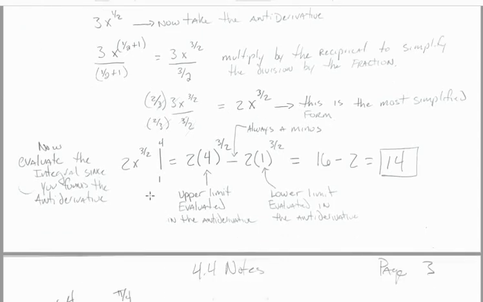Now, we go back and we evaluate that. So we have 2x to the 3/2 evaluated from 1 to 4. And that's how we write that it's being evaluated. So we always evaluate the upper limit, which is 4, and we're substituting that into x. So it's 2 times 4 to the 3/2 minus 2 times 1 to the 3/2, 1 being the lower limit. So we get the numerical value. So 2 times 4 to the 3/2 is 16, and 2 times 1 to the 3/2 is obviously 2, so 16 minus 2 is 14.